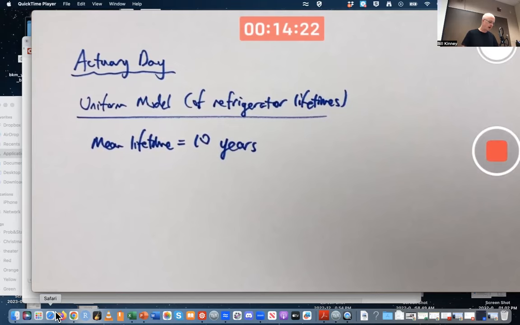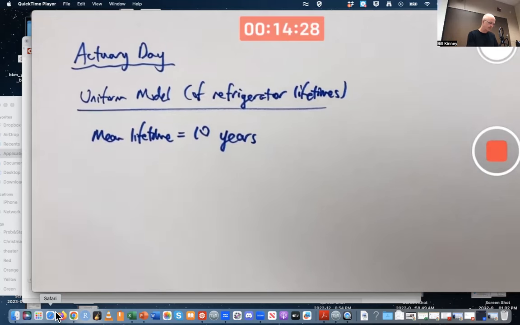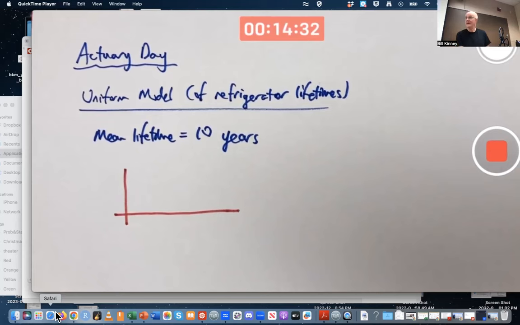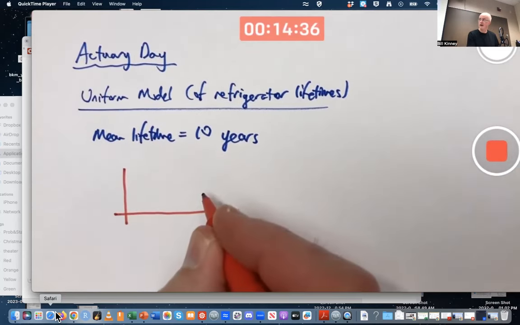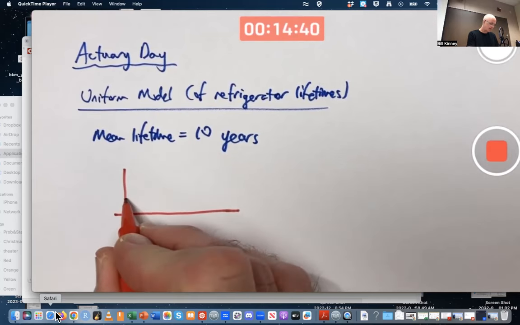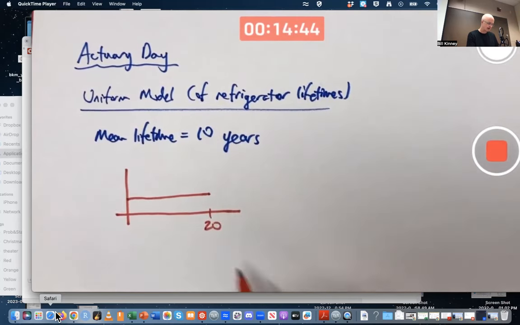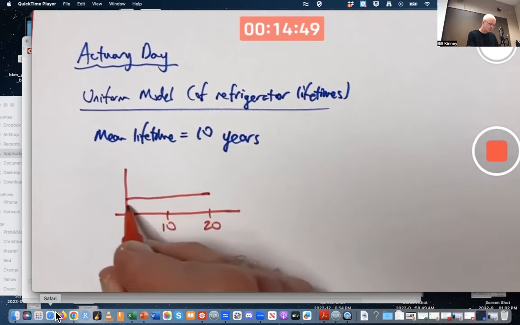If we happen to know it's a mean lifetime of 10 years, an average lifetime of 10 years, and if we're using a uniform model, that means we should use a PDF that's a horizontal line, right? Uniform model. And if the mean is going to be 10, this better go from 0 to 20, because the mean is going to be halfway along the place where the PDF is positive.